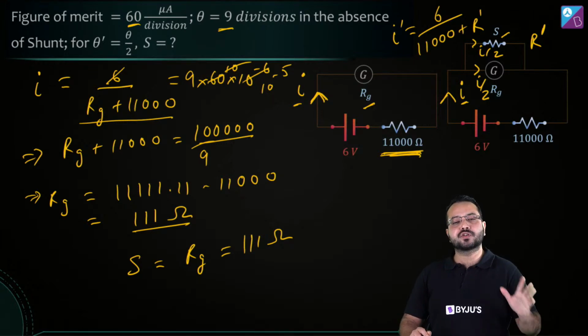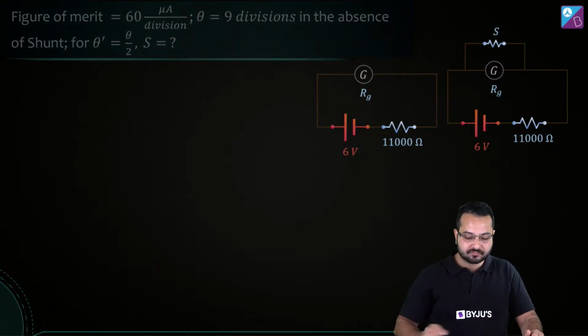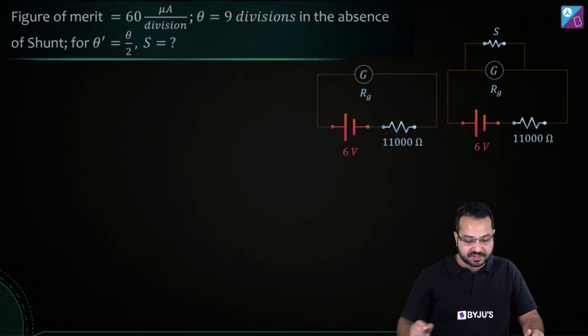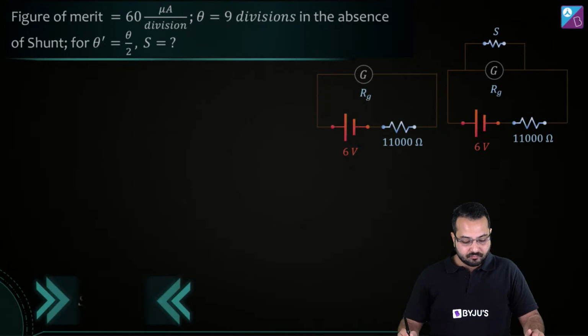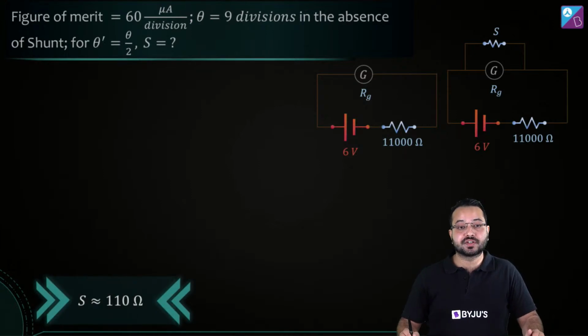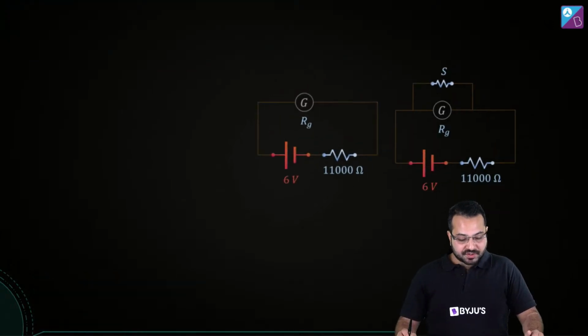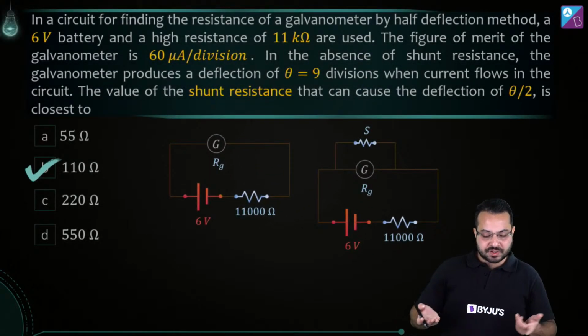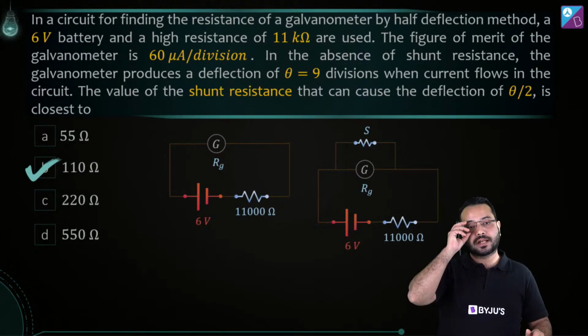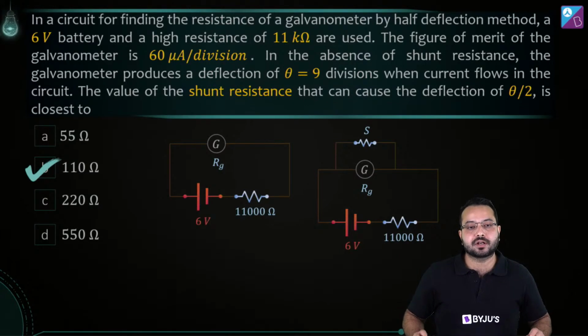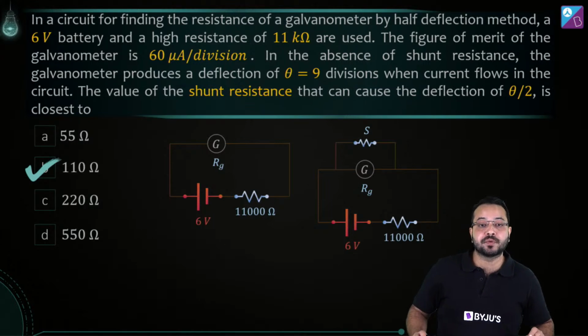If there is any confusion, do let me know, and if not, do let me know what the difficulty level is for this problem. Okay, so approximately, the closest option we have is 110 ohm, so that is going to be the right option. 111.11 ohm is my answer.